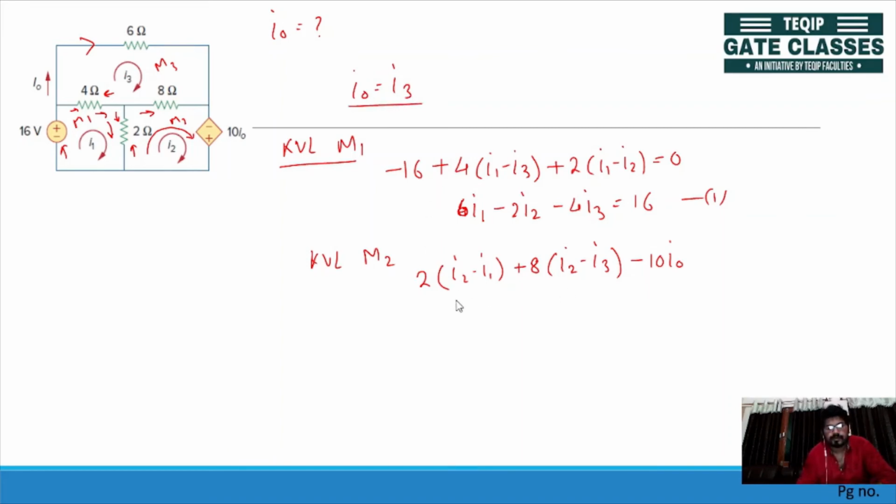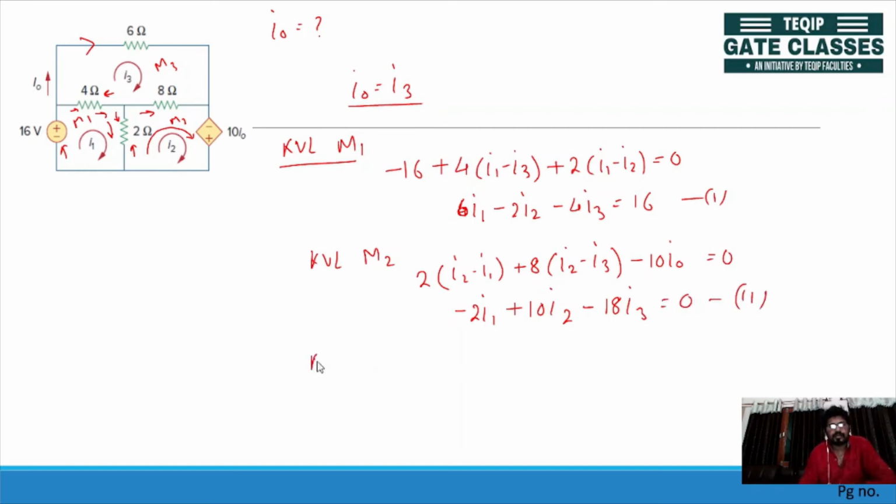So let's simplify this equation. Minus 2I1 plus 10I2 minus 18I3, as we have taken I0 as I3, is equal to 0. This is equation number 2.